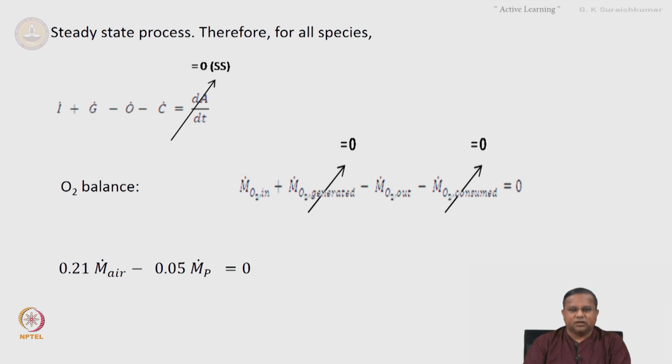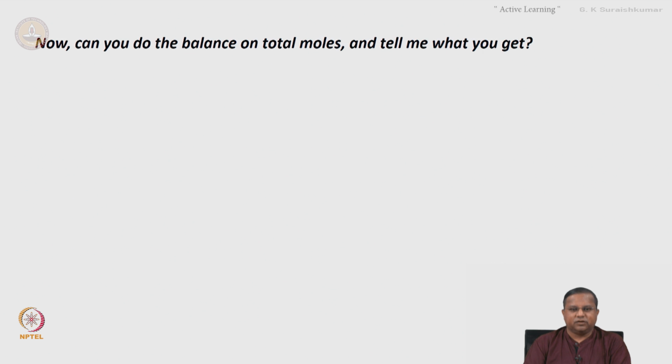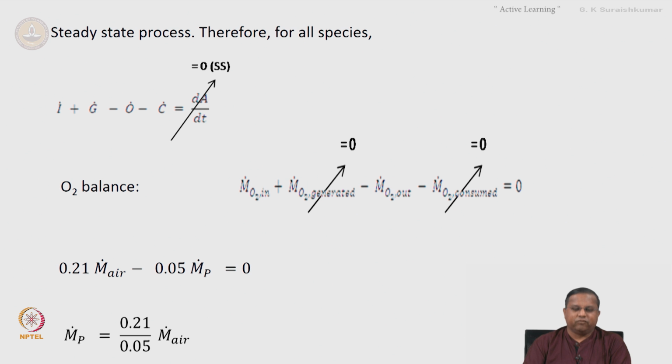0.05 MP dot is the molar flow rate of oxygen in the output stream in terms of the variables that we have defined for ourselves. Therefore, input minus output equals 0, and we have MP dot in terms of the molar flow rate of air. Tell them, see here there are two variables, the molar flow rate of the product which is unknown and the molar flow rate of air that is unknown. We need the molar flow rate of air. Therefore, we need another equation in terms of these variables, and we need to solve them.